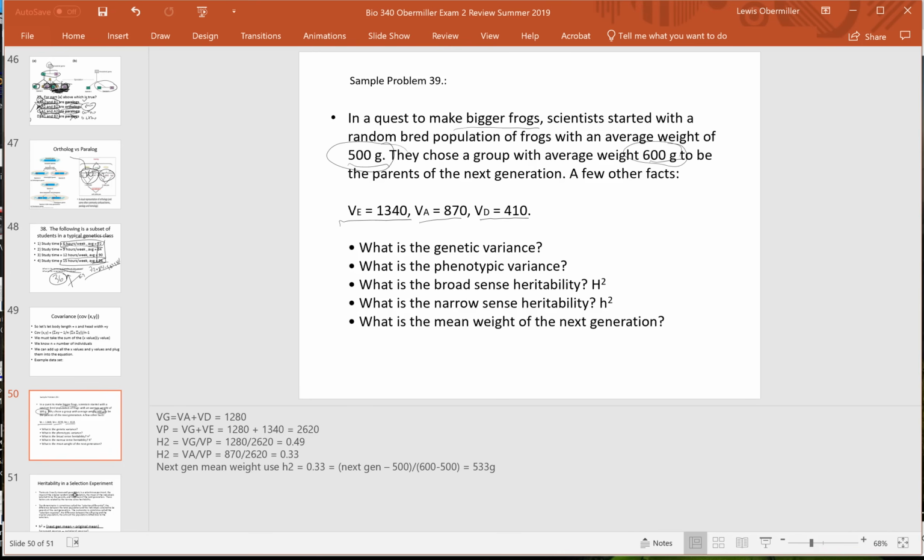So what's the genetic variance? So VG equals, remember we talked about VA plus VD plus VI plus V, genetics and the environment. This is 0. This isn't given. So VG equals VA plus VD. So to calculate genetic variance, we just do VA plus VD, which gives us 1280. All right, let's erase all this.